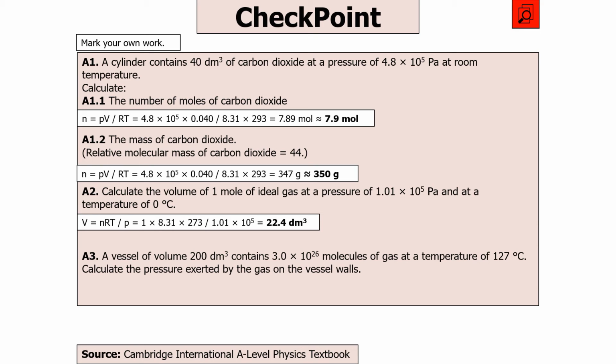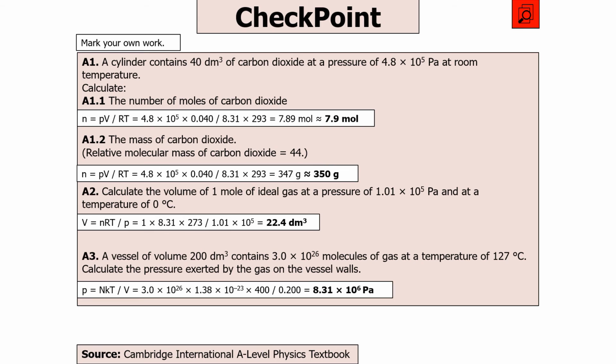Pop in all the values, work it through, 22.4 decimeters cubed. Here again, P equals big N kT over V. Pop in all the values because now you've got N, which is the number of molecules in the question. Pop it all through and then you get your answer. Remember, temperature is going to be in Kelvin, not degrees Celsius, 8.31 times 10 to the 6 pascals.